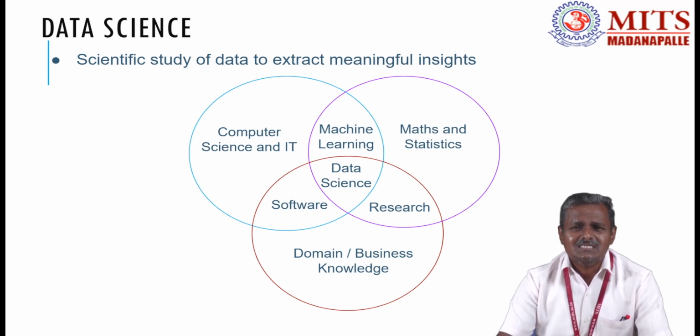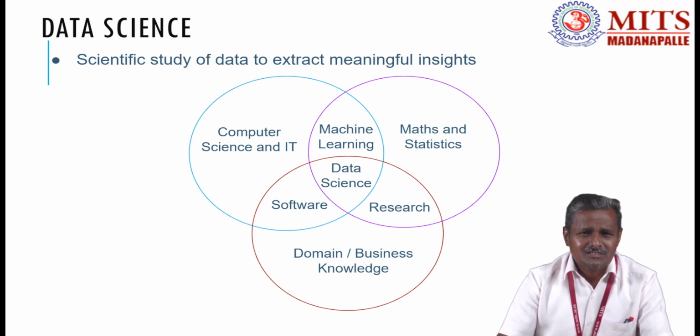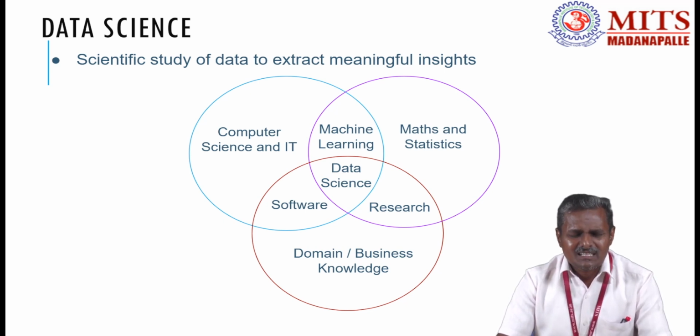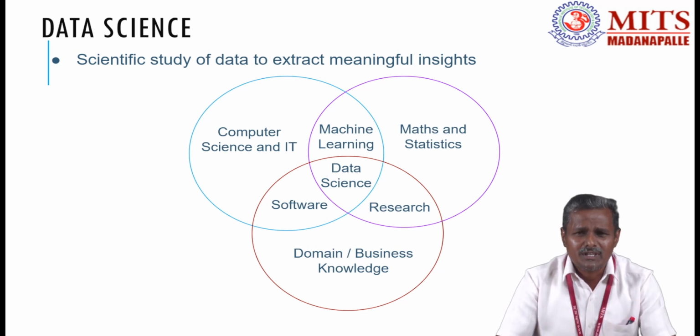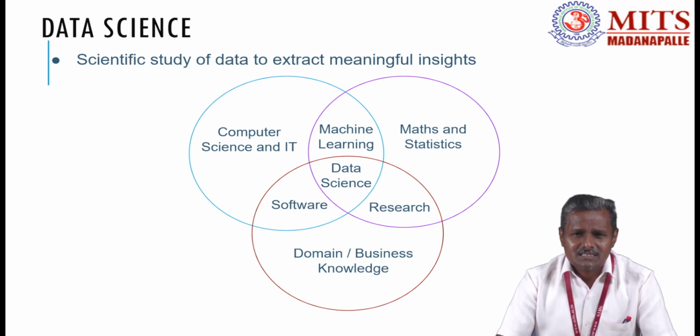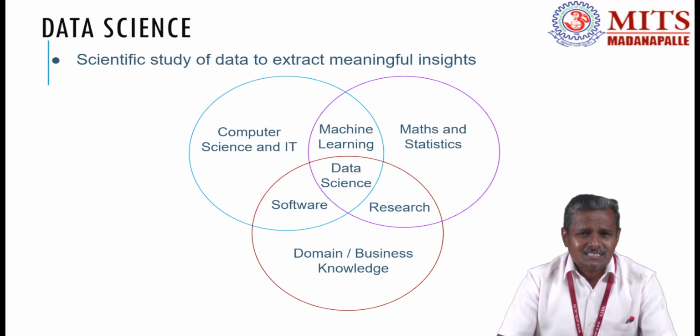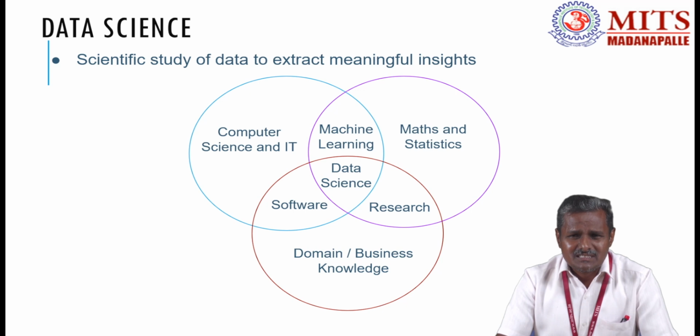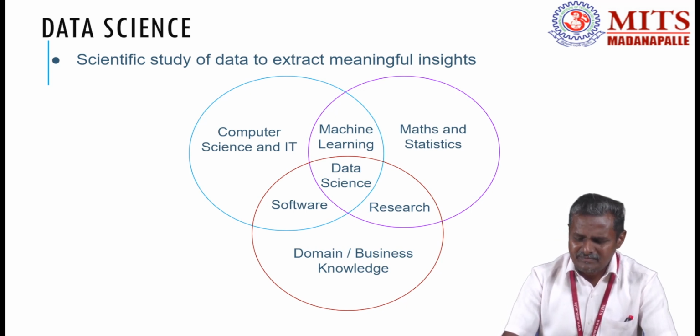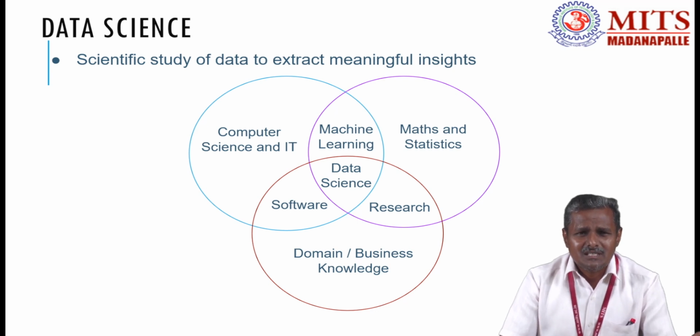When we take machine learning, it involves only the algorithms. So the only knowledge required is computer science and IT, and some mathematics and statistical knowledge, enough to develop the machine learning algorithm. It involves only two domains. But data science involves three domains. What are the domains? Computer science and IT, maths and statistics, and business knowledge. So generally you can say this is data science: converting a huge volume of data into meaningful insights.